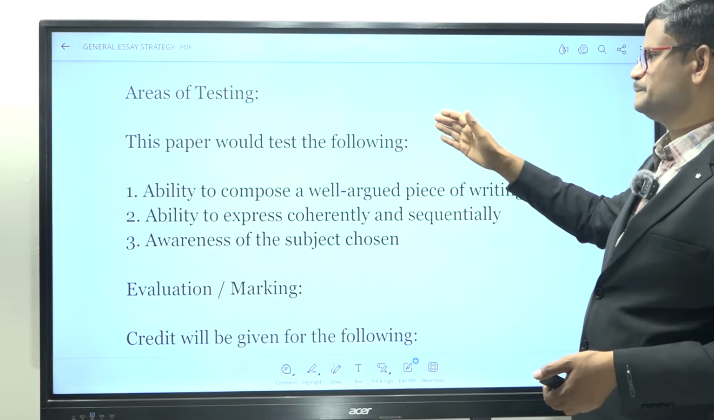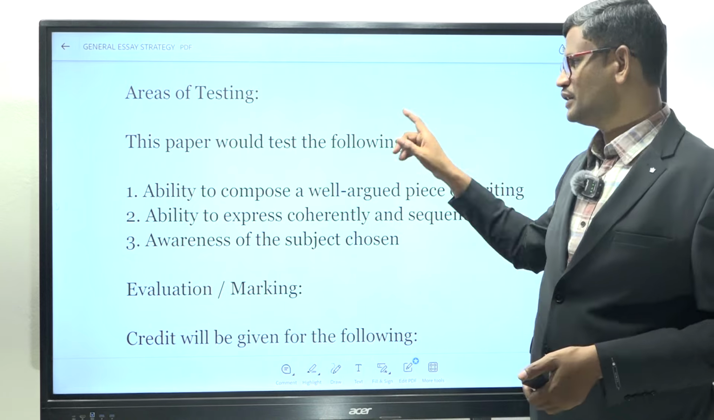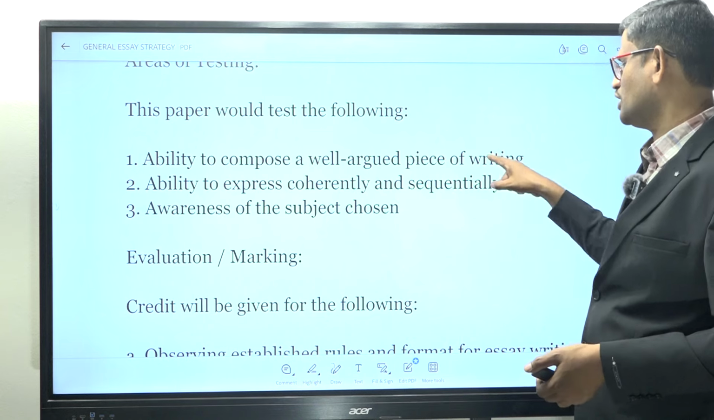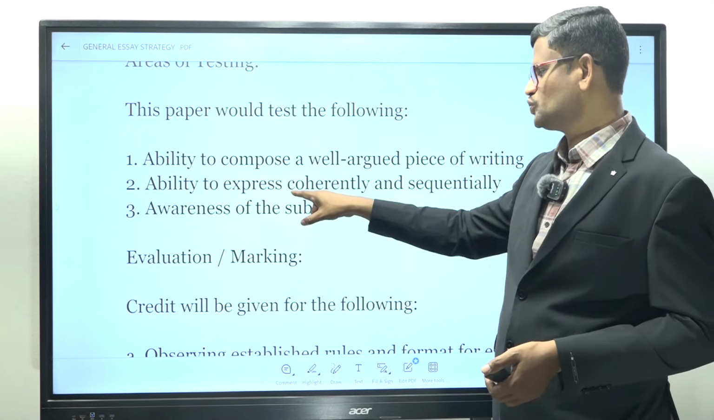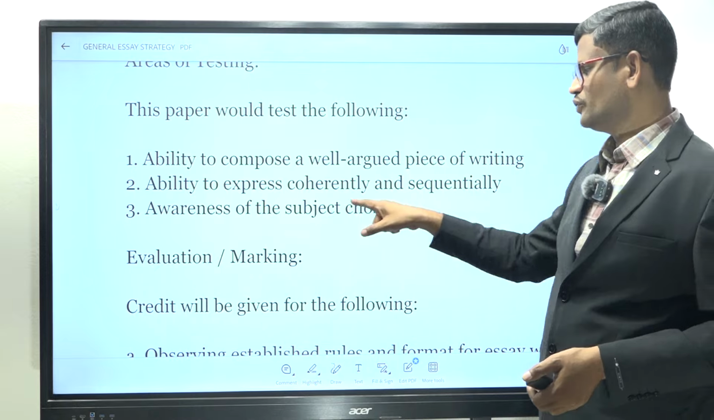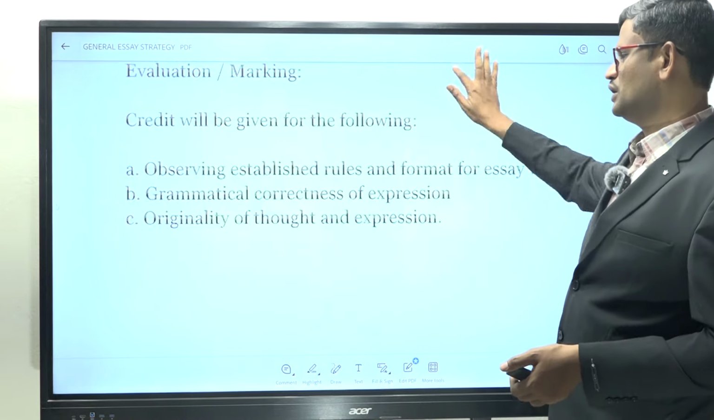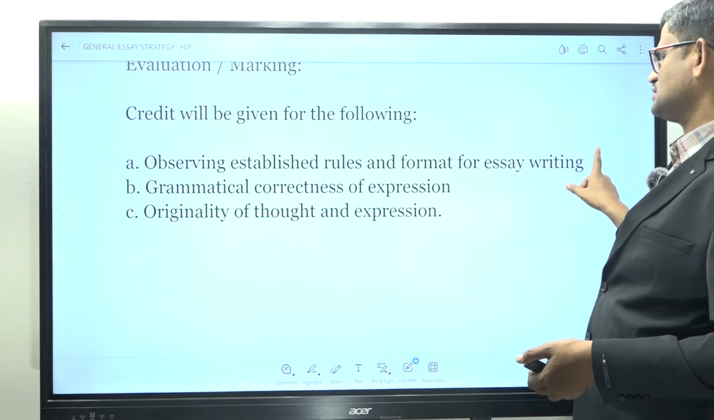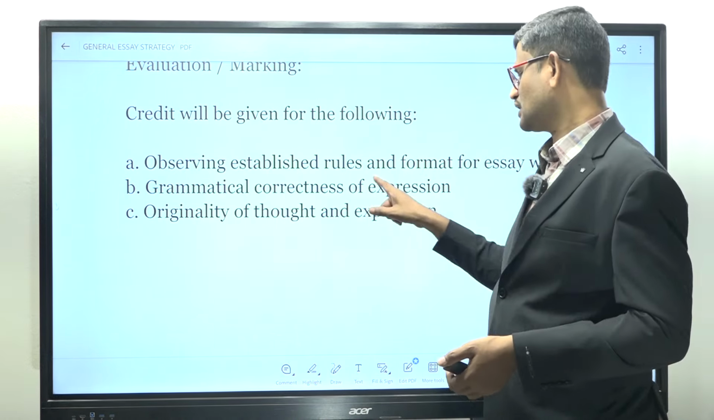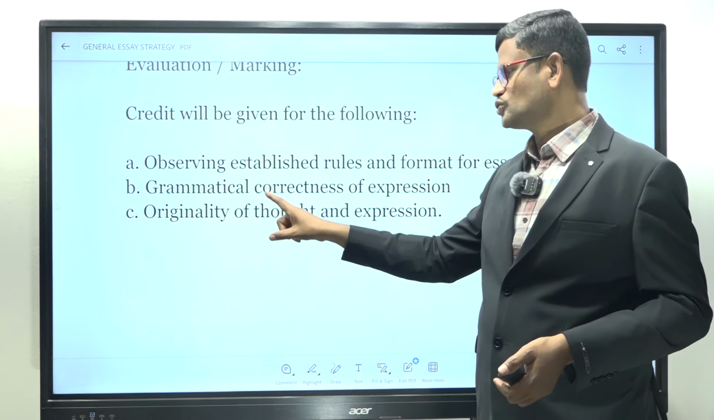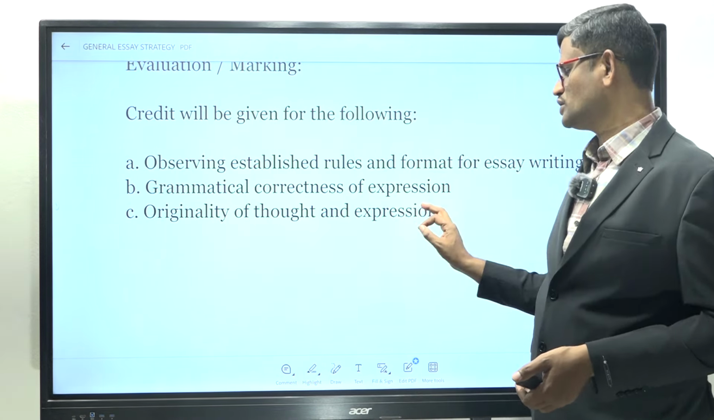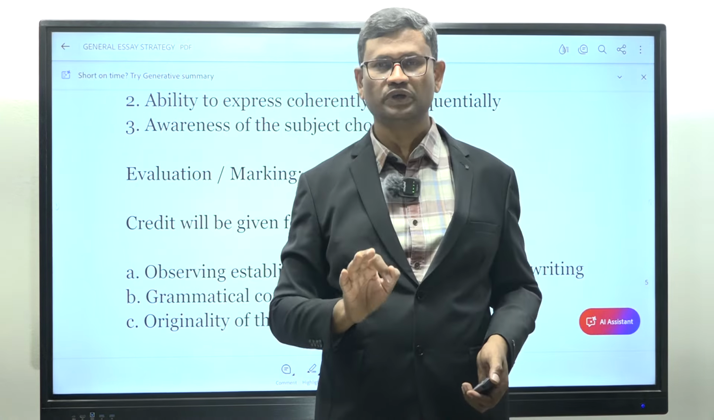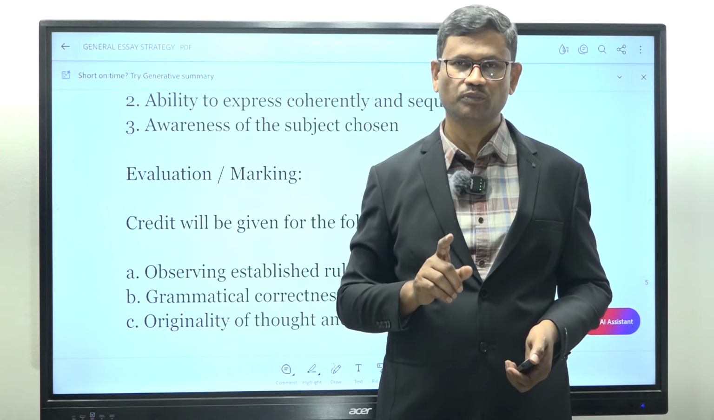Then if you take APPSC Group 1 mains, there they have laid down that they will be testing your ability to compose a well-argued piece of writing, your ability to express coherently and sequentially, your awareness of the subject chosen, and you should observe the established rules and format for essay writing. There shall be grammatical correctness of expression, and you should incorporate in your essay answer originality of thought and expression. So these are the rules which are laid down in the UPSC notification and also in the APPSC Group 1.